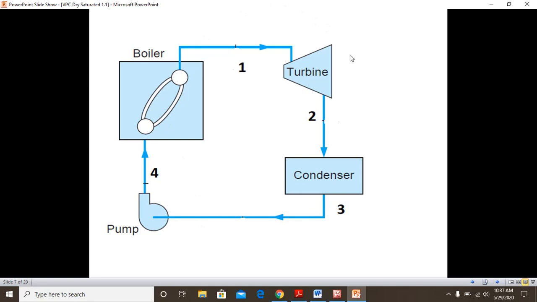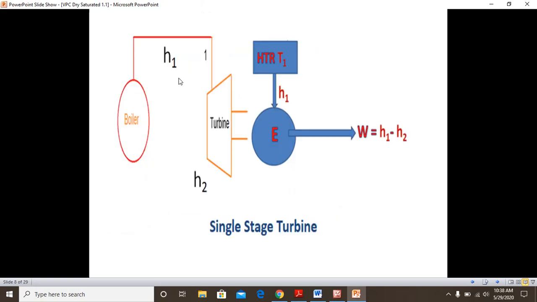This is the schematic sketch of the simple Rankine cycle: turbine, condenser, boiler and pump. You know this very well. The first and second laws of thermodynamics can be explained using this. This is the turbine, which will be considered as the heat engine. According to the second law of thermodynamics, the whole amount of heat energy supplied to the engine can't be converted into work. Some amount will go to the sink. Here that sink will be the condenser.